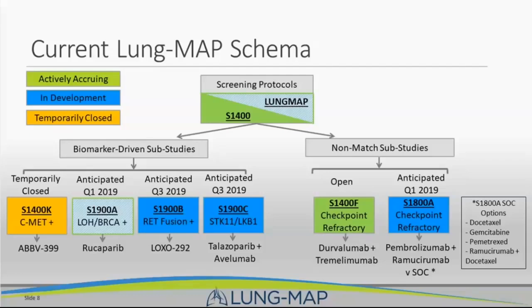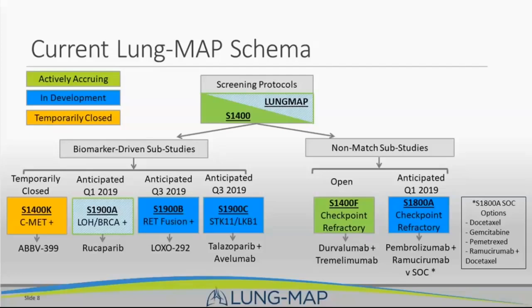We are anticipating that we will have three studies activating in subsequent steps as part of the new protocol. S1900A is anticipated in early 2019 with rucaparib, and you will hear more about it in a few minutes. And then we anticipate later on in the year, and I'm very excited to open two new genomically driven sub-studies, one for RET fusion positive adenocarcinoma with LOXO-292, and one for patients whose tumors harbor an STK11 deficiency or LKB1 deficiency with combination of talazoparib and avelumab.